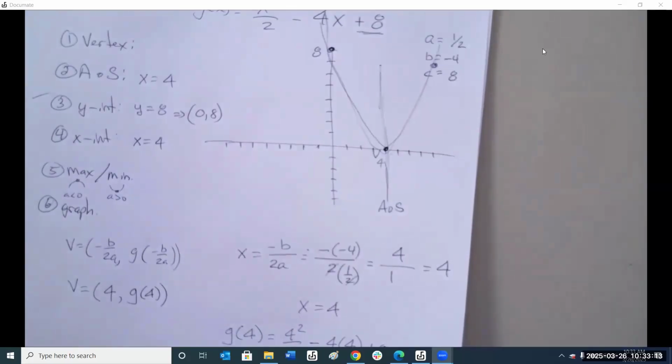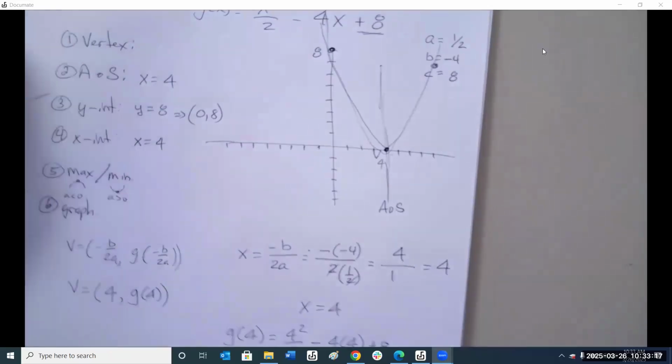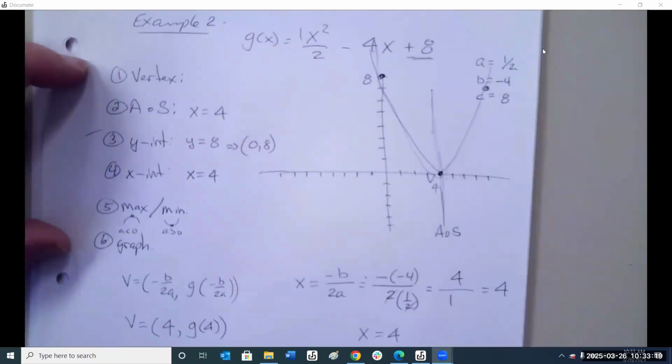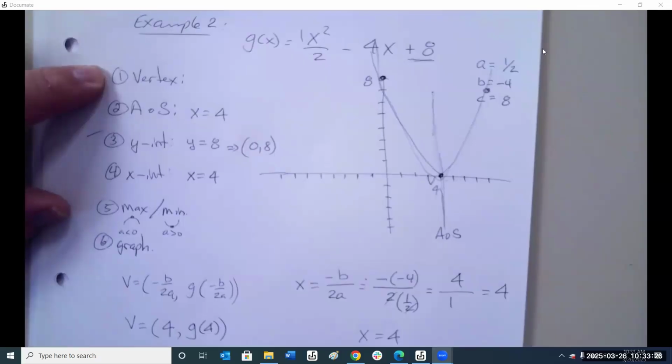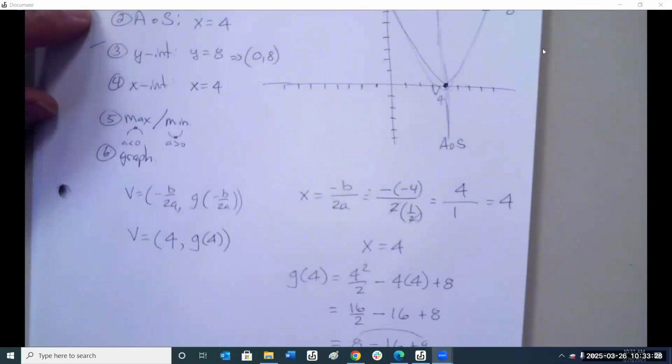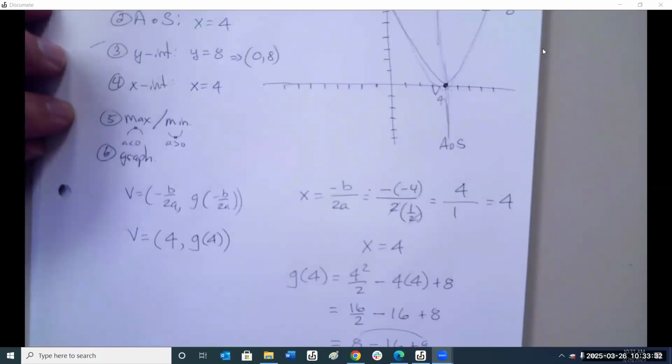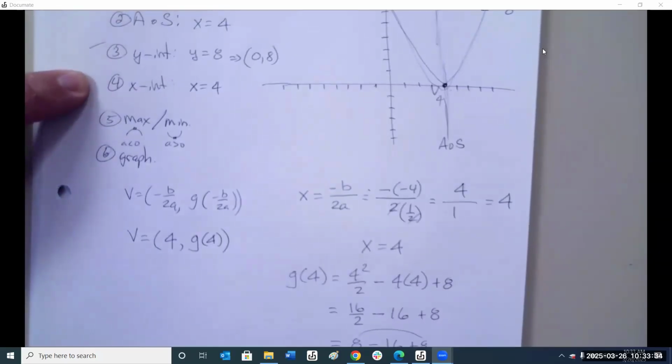Is it getting easier? I hope. Or still complex. Which one of these are most difficult to find? Doing the vertex? No, not really. To me, I think the Y intercept. I mean, the X intercept. The x-intercept will be most difficult, right?